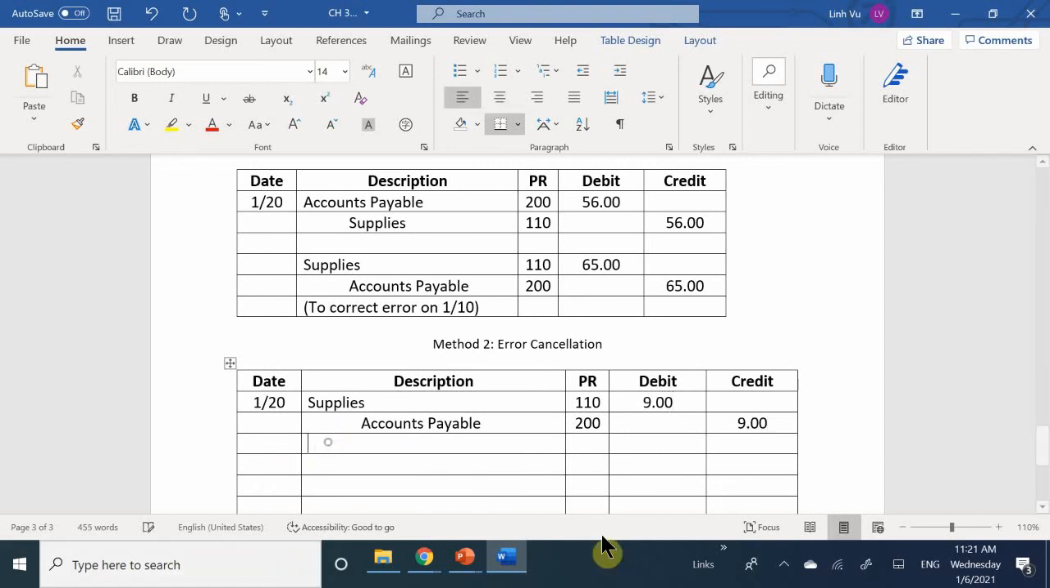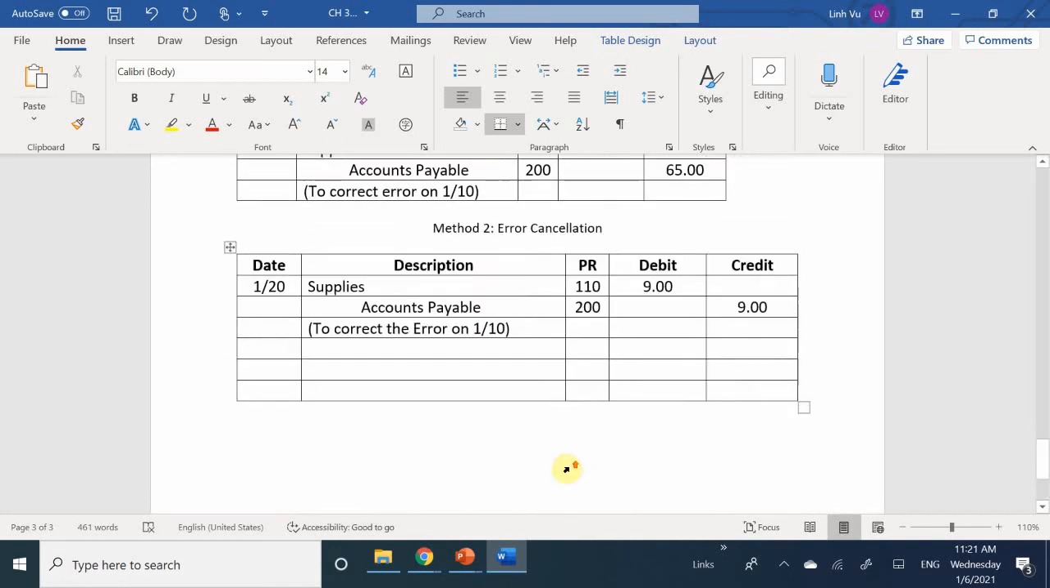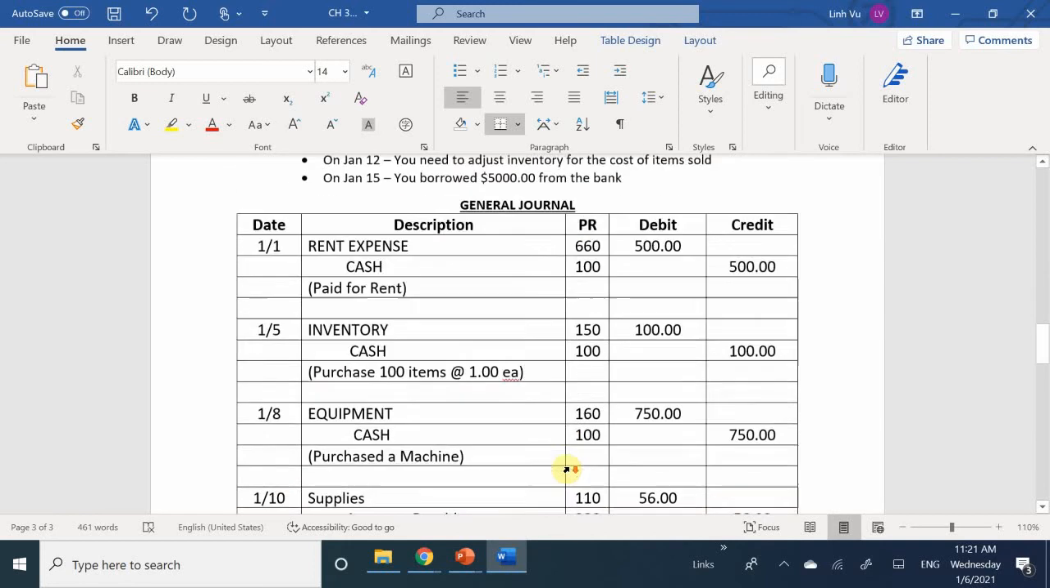So good. Same thing here, I'm going to enter it in to correct the error on January 10. And that's what you have to do: make a descriptive note. So here you go, to correct the entry on January 10. And this one is using the error cancellation. We found out that I'm supposed to have more in my supplies than what I originally placed in there. So good. Okay, good job, everybody.